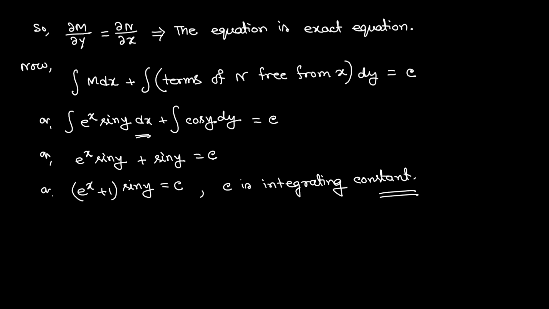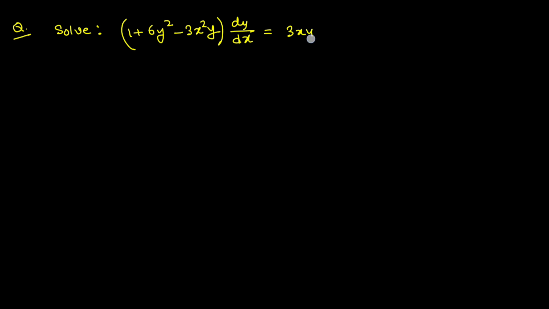Let's solve another problem. Question. The equation is: solve (1 plus 6y square minus 3x square y) dy/dx is equal to 3xy square minus x square.